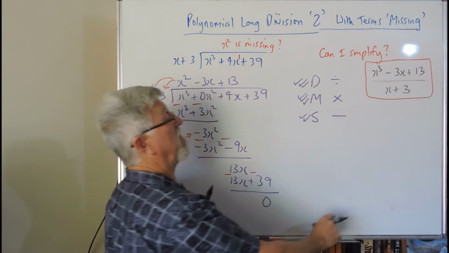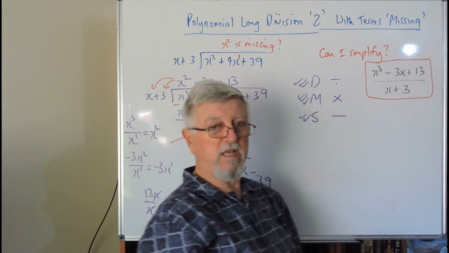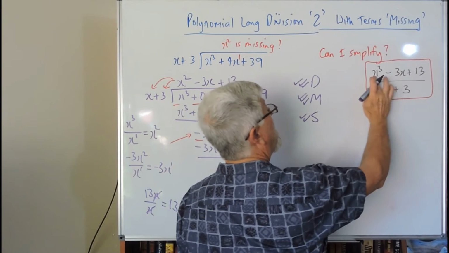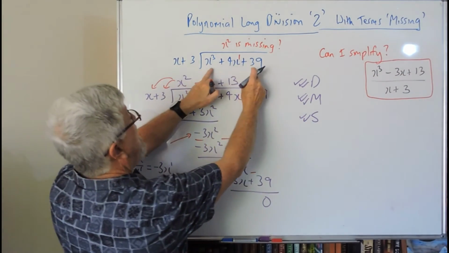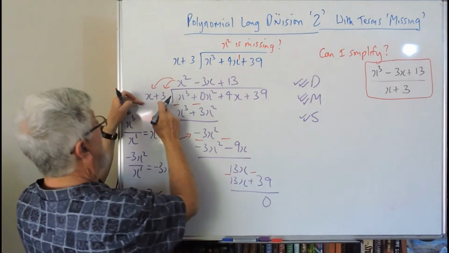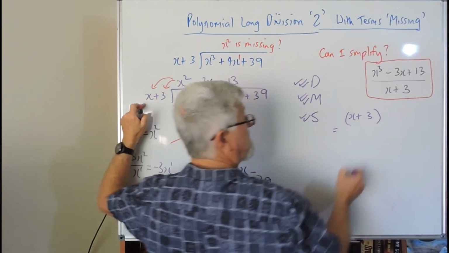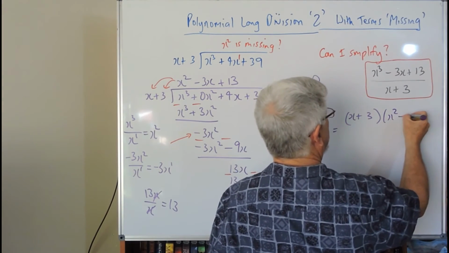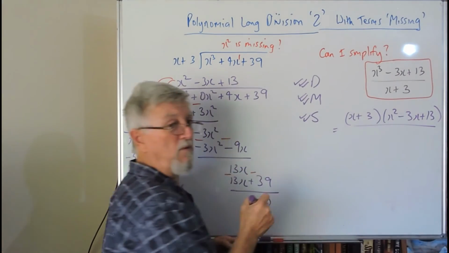Go back to what I've said over here. Would I be able to divide and simplify that fraction down to something easier? So I can now replace x squared minus 3x plus 13. I can replace all of that here, or all of it there, by the x plus 3 in brackets, and by the x squared minus 3x plus 13.